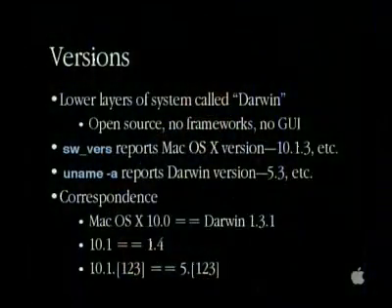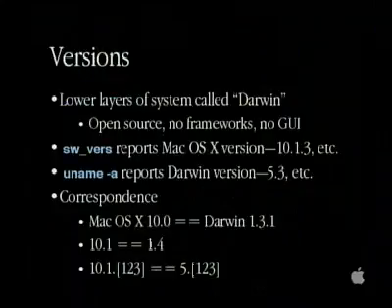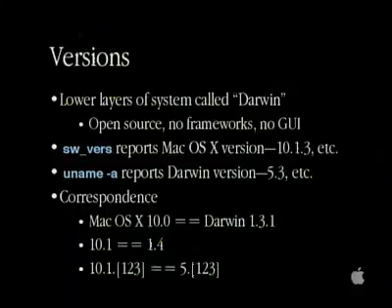And speaking of Darwin, another thing to know about is the different versions of a system. You've heard this a bunch of times. The lower layer of the system is called Darwin. Darwin basically consists of the open source part, with few or no frameworks. I think Core Foundation is probably the only framework that's actually in Darwin, and none of the GUI stuff.